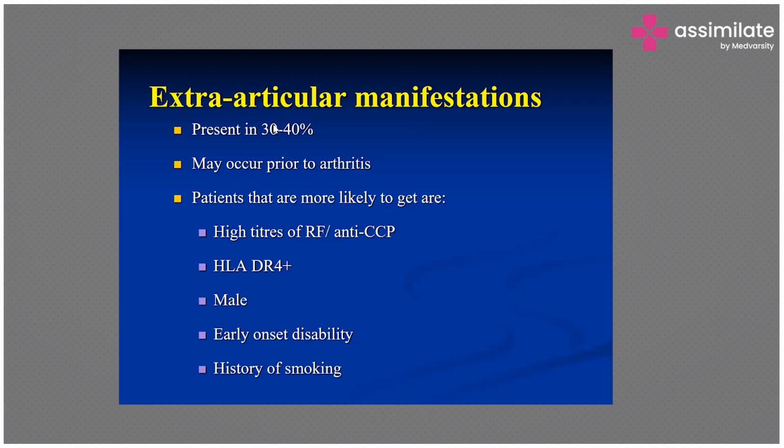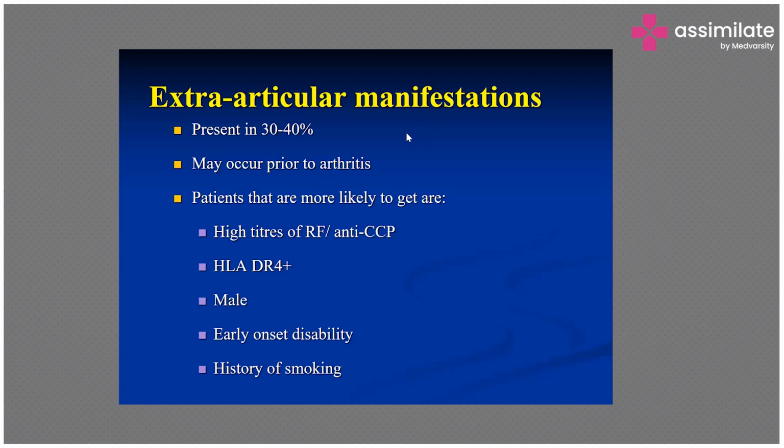Yeah, extra-articular. Can anyone tell me the meaning of extra-articular? Yes, good. Other than joint. So other than joint, it can affect any part of your body. Always remember that. So what do you see extra-articular? In 30 to 40% it can be present. There are high titers of RF and anti-CCP.